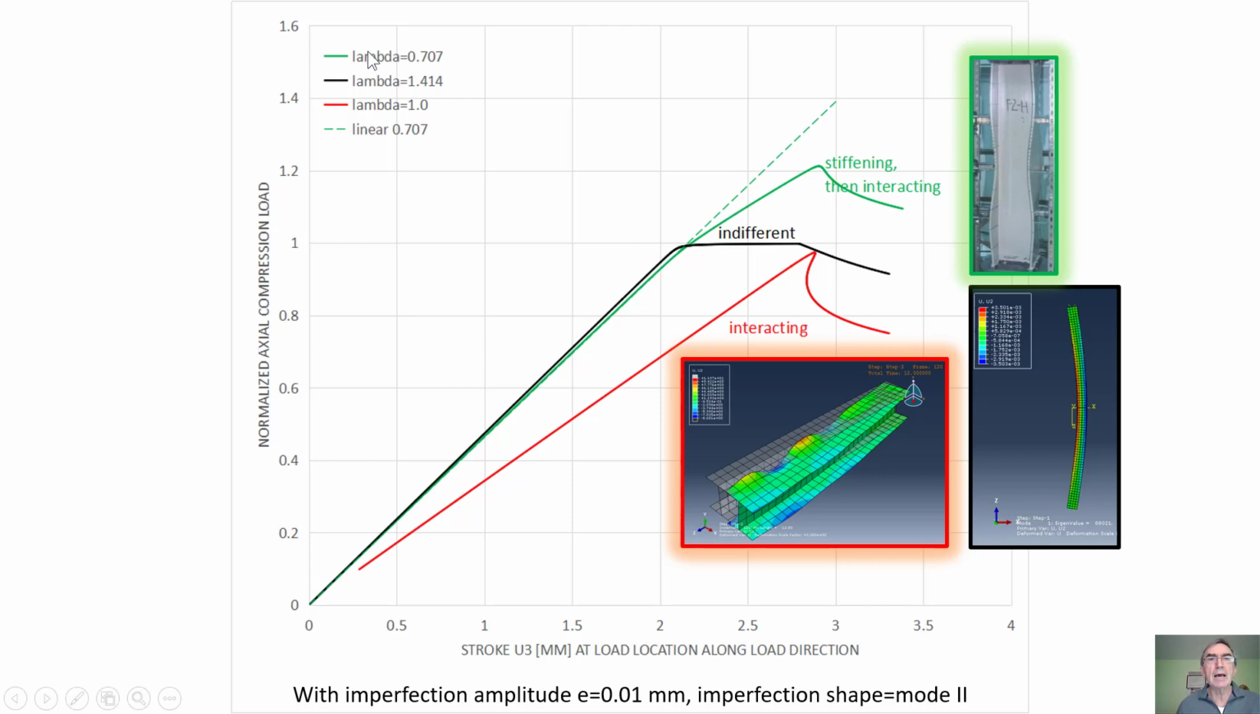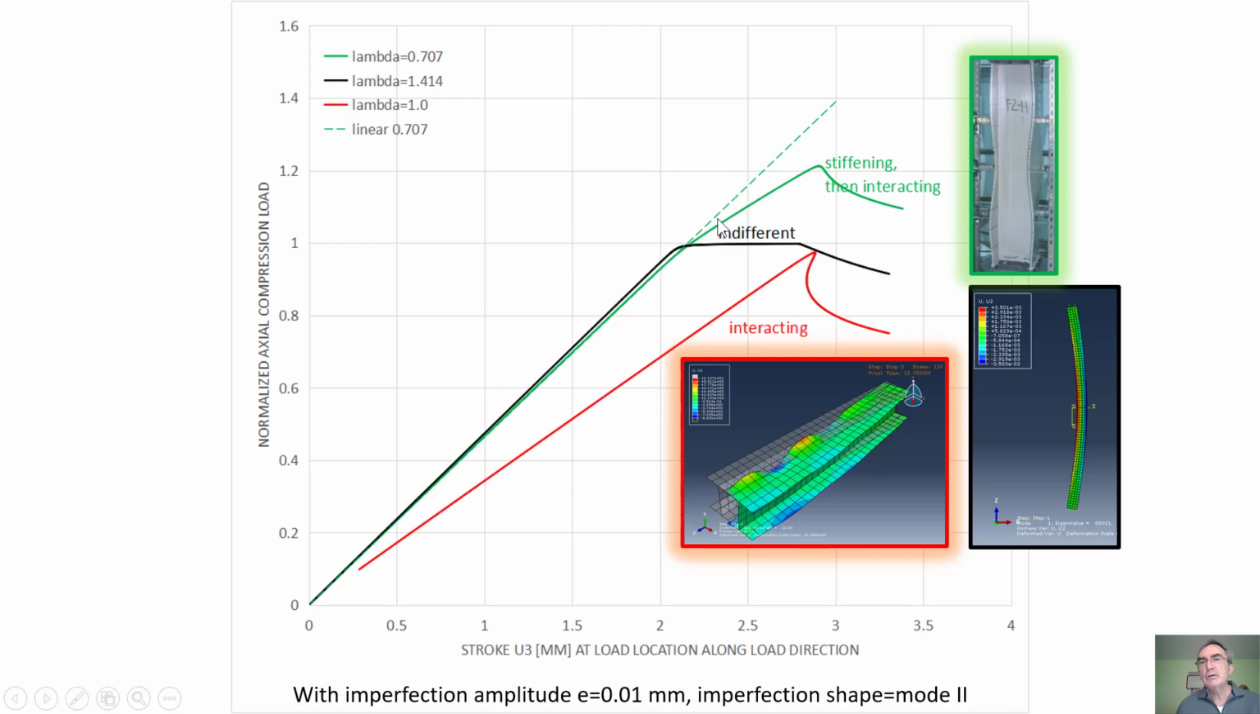If I have a column with lambda, this is the slenderness, 0.707, that is a short stubby column, not slender, and that is denoted in green. And when we push, remember the stroke is we push, we go linear all the way here, and at this point there is a change in the slope, which indicates that there is a local buckling. And this is the local buckling that you see right here in this picture. When this happens, the stiffness of the column reduces, and then we go on this green line rather than keep on going on the dashed line.